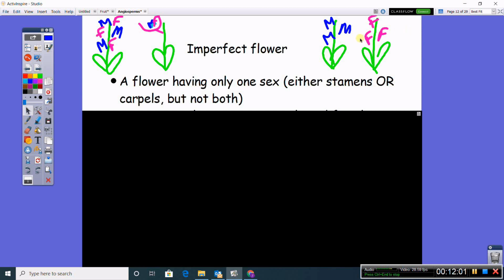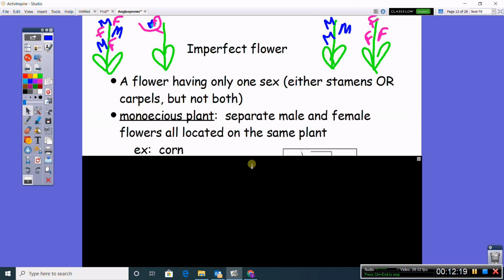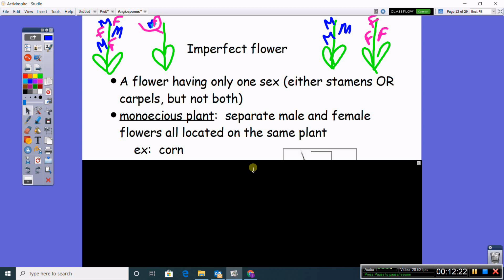So the reason I'm even showing that to you is because yes, we're talking about the flower here, but next we're going to talk about the term for the plant if it has male and female flowers on the same plant versus male and female flowers on separate plants. So, first we're going to look at something called a monoecious plant.